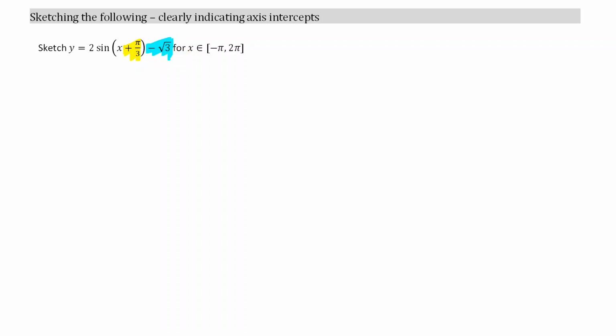If we can just picture this for a moment, you don't have to write this down, but just to roughly understand what's going on here: we have a sine graph, and I'm taking that sine graph and moving it pi on 3 back, and then down the square root of 3. I also have to make sure that it extends back to negative pi and goes forward to 2 pi. So that's generally what I'm doing there.